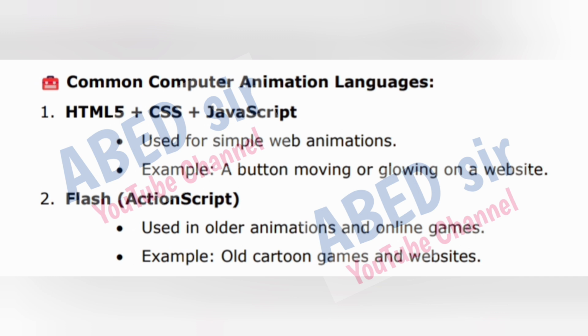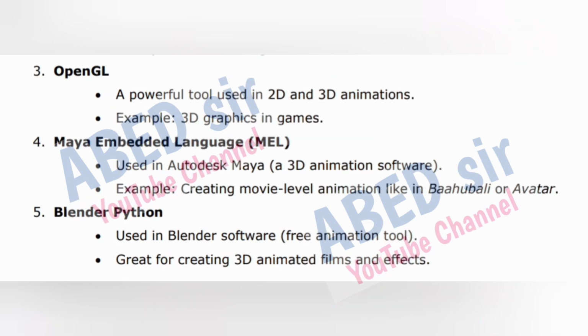1. HTML5 plus CSS plus JavaScript. Used for simple web animations. Example, a button moving or glowing on a website. 2. Flash, ActionScript. Used in older animations and online games. Example, old cartoon games and websites. 3. OpenGL. A powerful tool used in 2D and 3D animations. Example, 3D graphics in games.